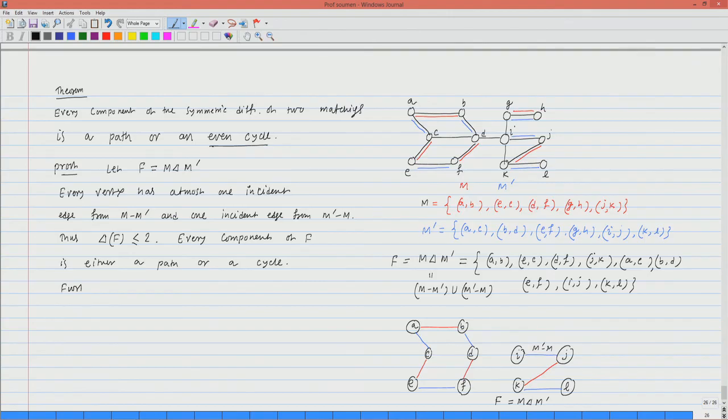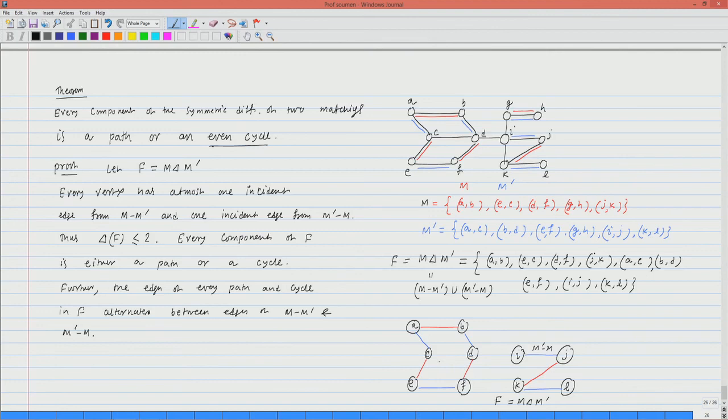Further, the edges of every path and cycle in F alternate between edges of M minus M prime and M prime minus M. This is true.